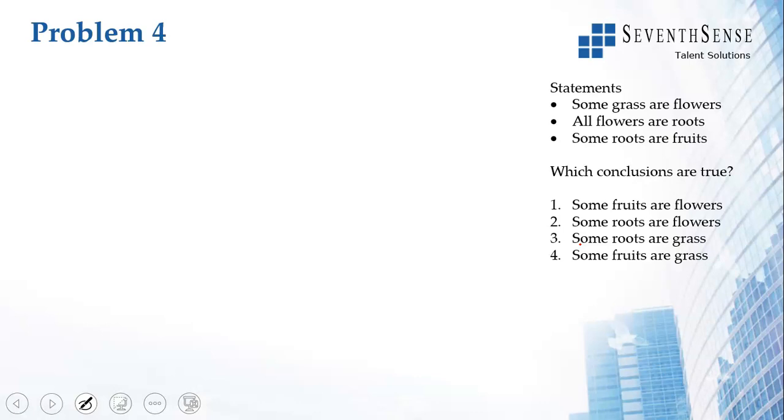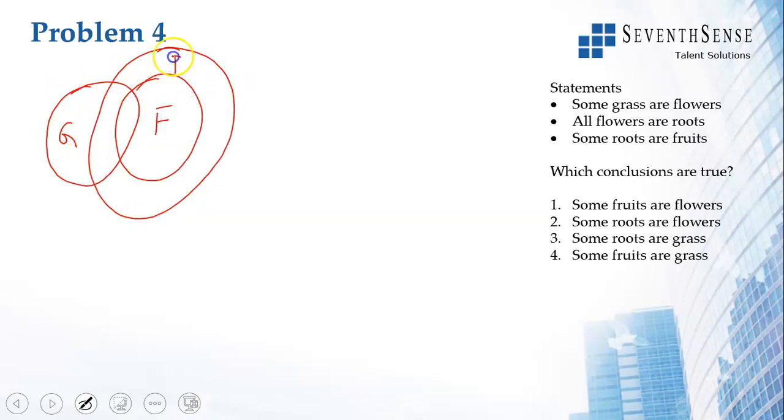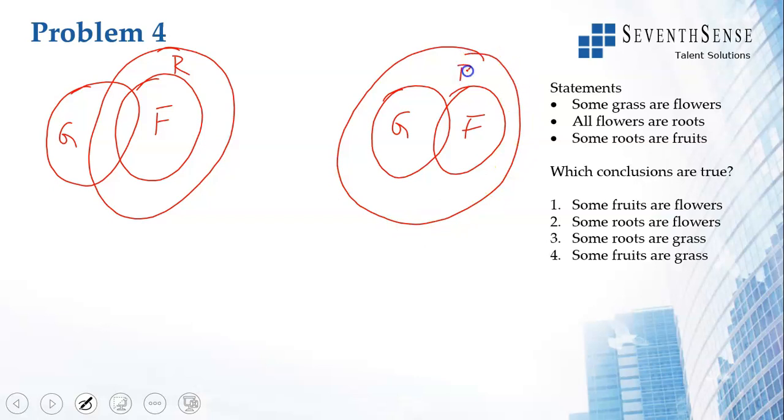Let us look at these. Again, let us draw as many diagrams as we can. Some grass are flowers. All flowers are roots. Let me draw some grass are flowers. We can also write it this way. All flowers are roots. And some roots are fruits. So this I write as flowers.